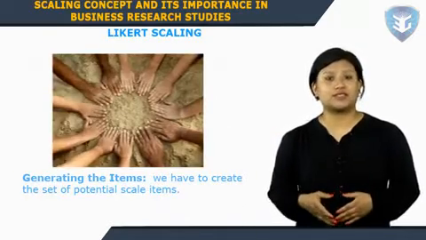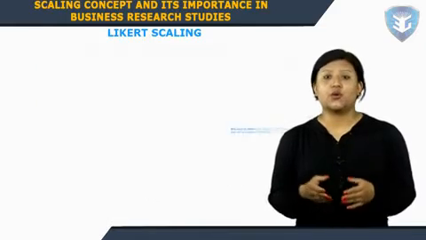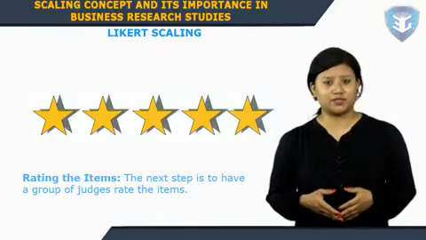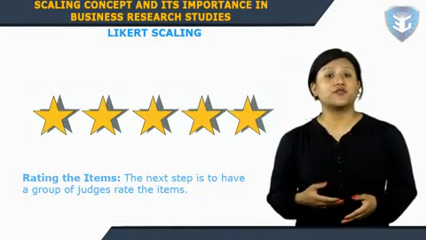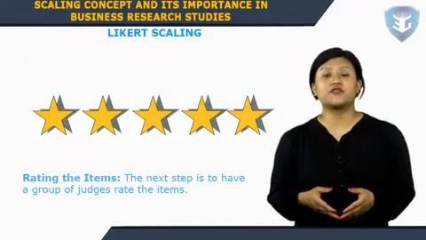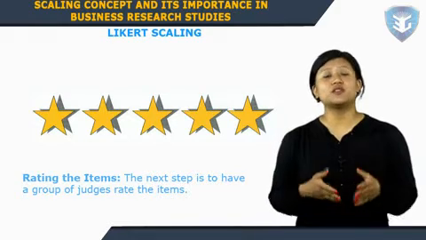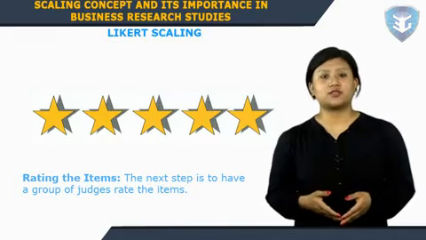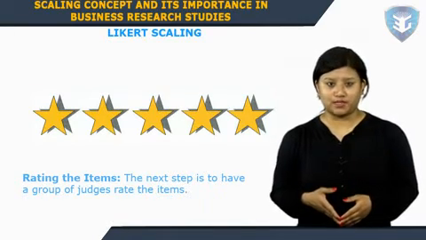We have to create the set of potential scale items. Rating the items. The next step is to have a group of judges rate the items. Usually we would use a 1 to 5 rating scale where 1 is strongly unfavorable to the concept, somewhat unfavorable to the concept, undecided, somewhat favorable to the concept, and strongly favorable to the concept.